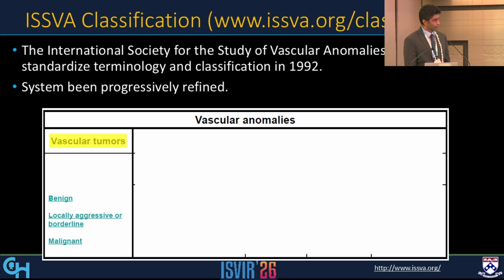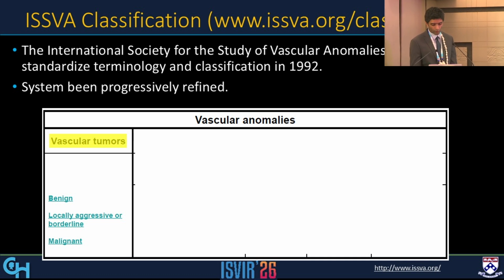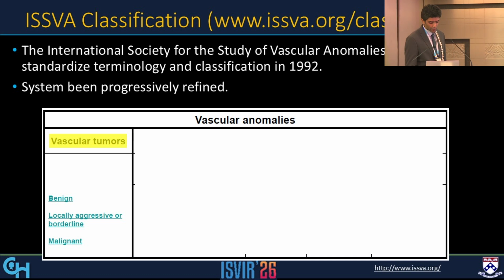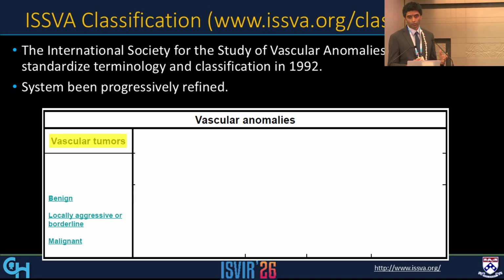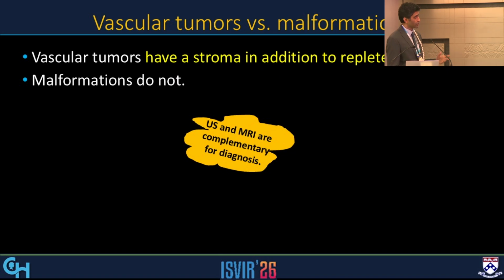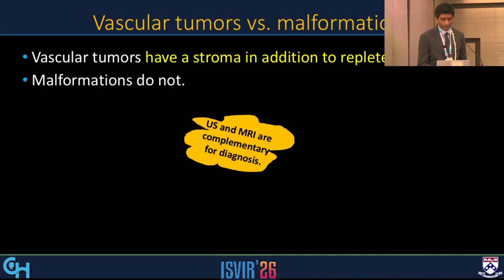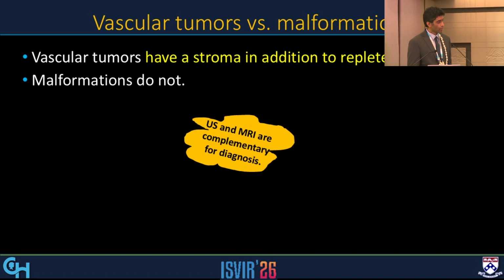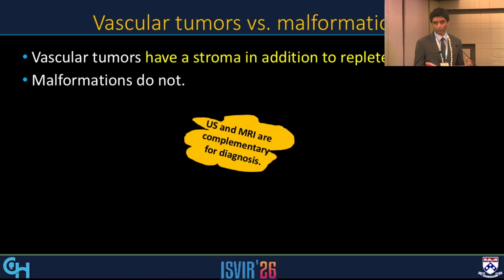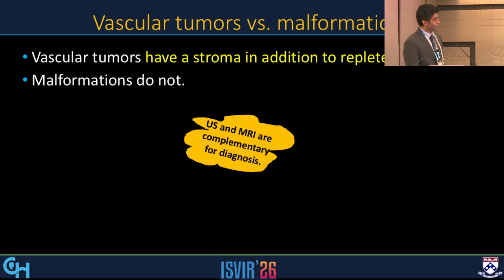To reiterate, two big categories for this classification. One is vascular tumors, others vascular malformations. What is the difference between the two? Very simply, vascular tumors have a stroma in addition to replete vasculature. It's going to be too many vessels compared to normal tissue, but there's also going to be a solid substance to the lesion, as opposed to malformations which do not. We should also keep in mind, how do you make this diagnosis? Well, there's a physical exam, but also ultrasound and MRI are complementary. You really have to look at these lesions with two modalities, if at all possible. It really will help to hone in on the diagnosis.